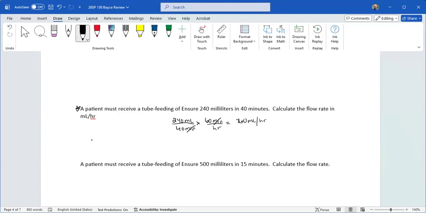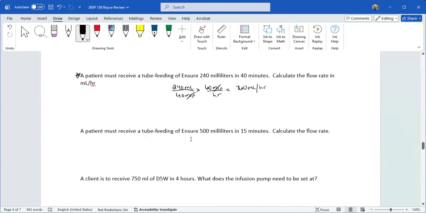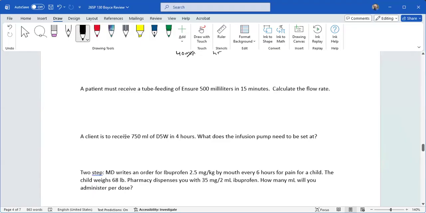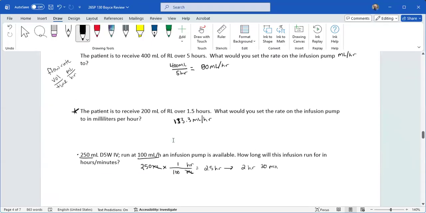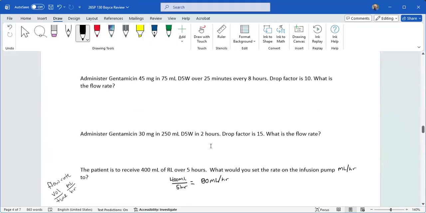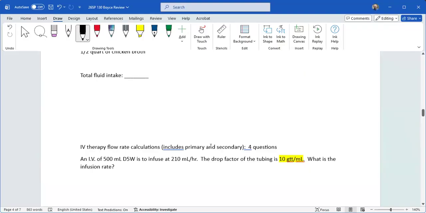Does that make sense? Yeah, thank you. No, thank you. Okay. So that's how that is. And then you'll have different types. This question is very similar, where you're just doing the 750 over 4, and then you would set your infusion rate. So let me go to another type of flow rate question that's going to involve a drop rate.